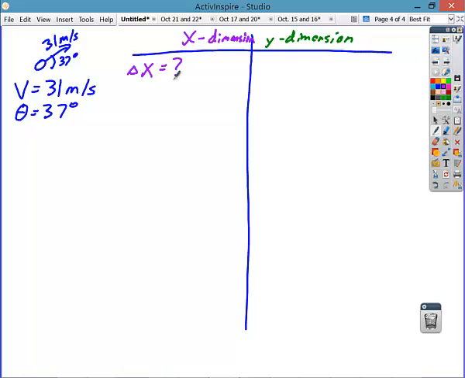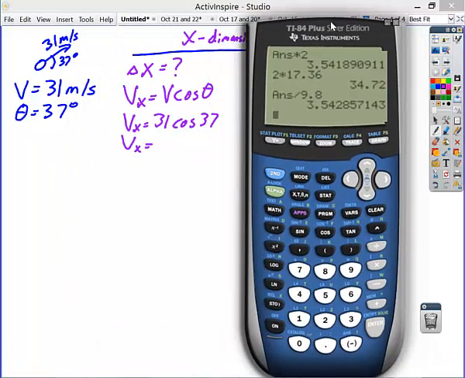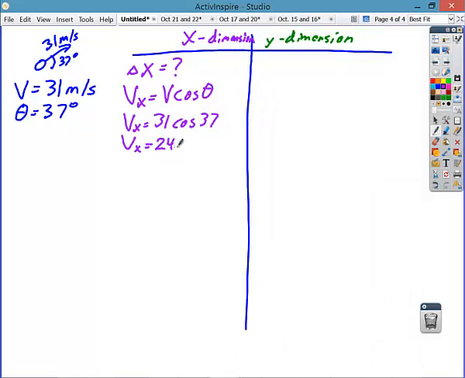So, I know that the velocity in the x direction will be equal to v cosine theta. Or velocity in the x direction is equal to 31 cosine of 37. So velocity in the x direction is equal to 31 cosine 37, which is 24.56. Velocity is measured in meters per second.